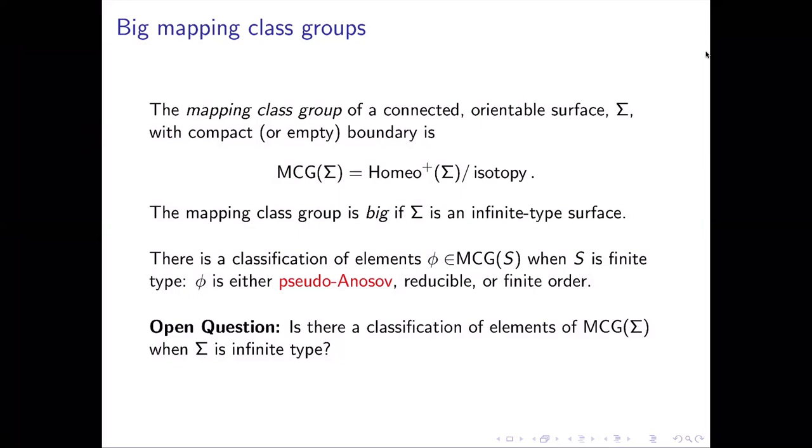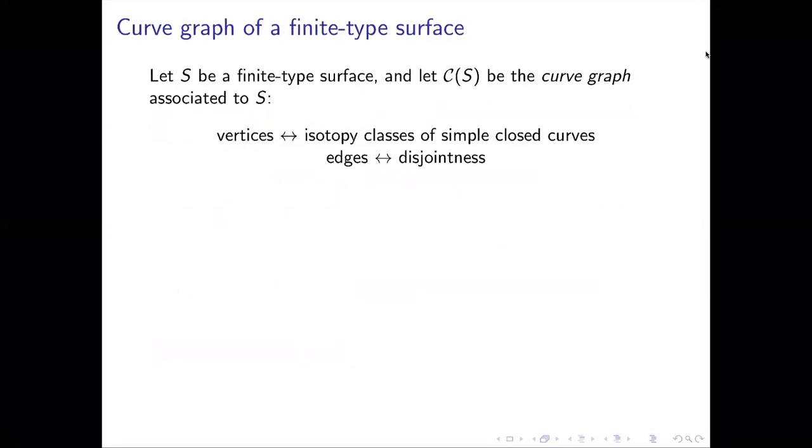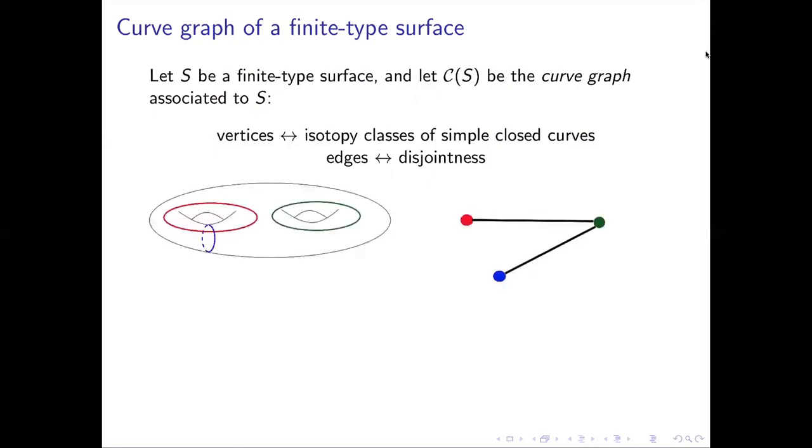There are several definitions I can give you. The one I'm going to choose is using the curve graph of a finite type surface. So the curve graph associated to a finite type surface is the graph whose vertices are isotopy classes of simple closed curves and whose edges correspond to disjointness. So here is a finite type surface. I've drawn 3 simple closed curves on there. Each of those curves is going to give me a vertex of my curve graph. So there's a red vertex, a green vertex, and a blue vertex.